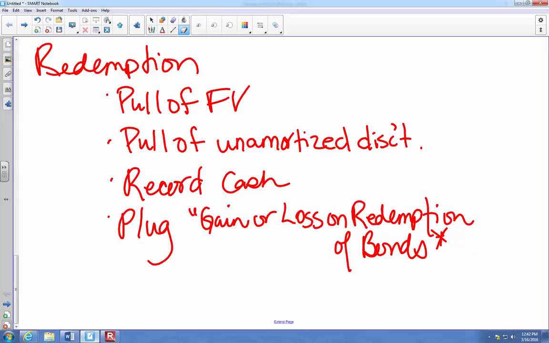All this is fairly straightforward. How much cash did I tell you that I'm redeeming them for? What percentage am I redeeming them for? Yeah, you said 400. 400,000 of them issued May 1st. I'm redeeming them for 101. In other words, 101% of face value. The only thing you're going to struggle with is how much discount do I pull off? How the heck are we going to figure that out?